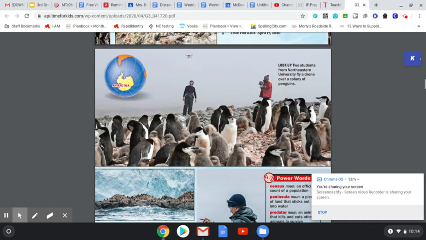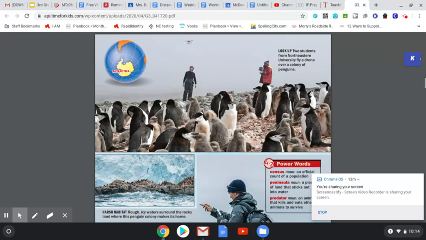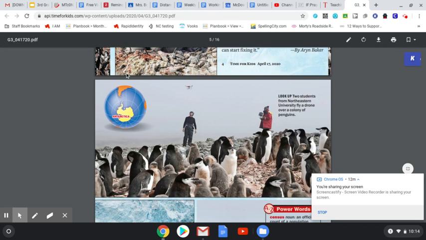Okay, now when I scroll down, we have a lot of text features on this page. The first one we have is a globe, and it has Antarctica labeled. So it shows us in this globe of the world, in this little map, where Antarctica is, and that shows us where the penguins live.